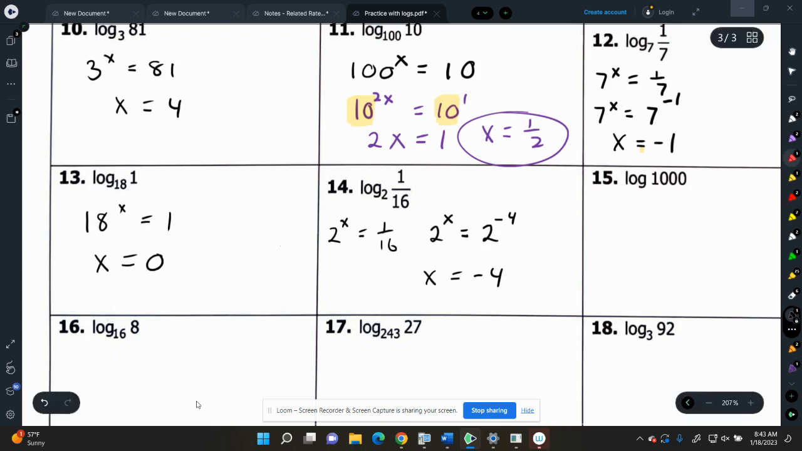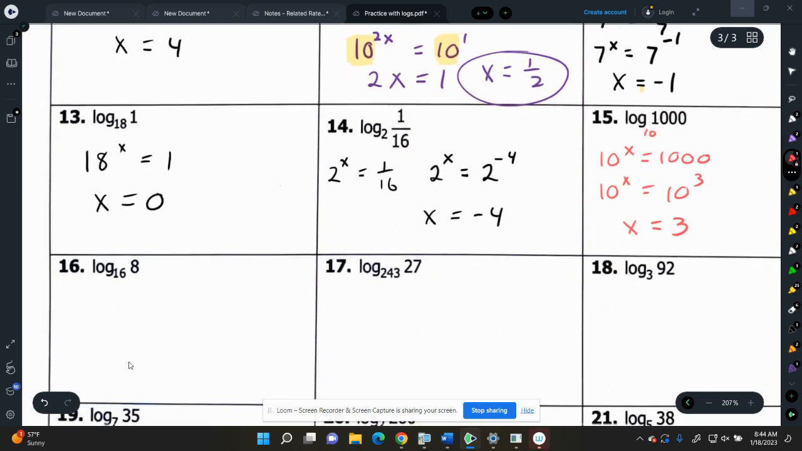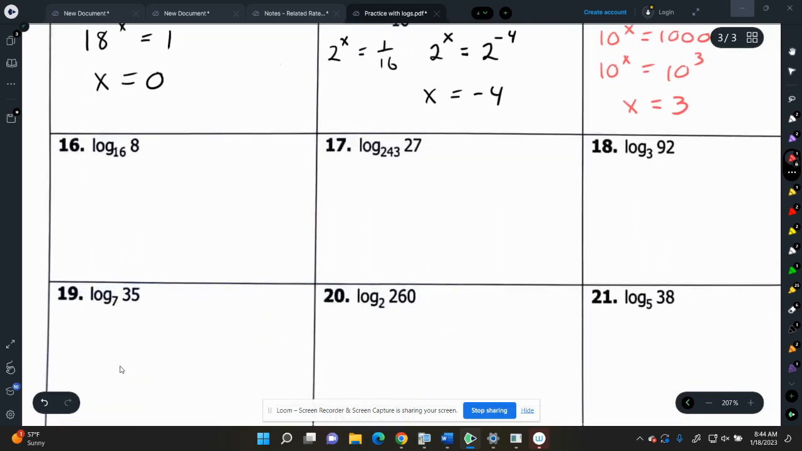In this one, we have an assumed 10 as our base. So 10 to the x equals 1,000. So that's 10 to the x equals 10 to the 3rd. So x equals 3. Are we good? Okay. We're getting a little trickier.